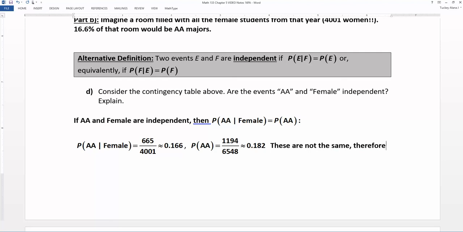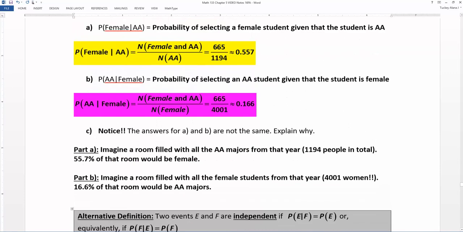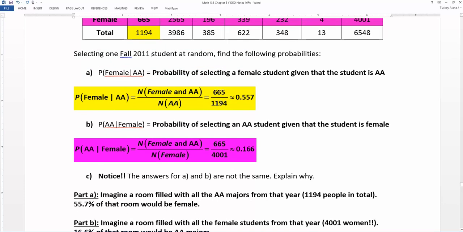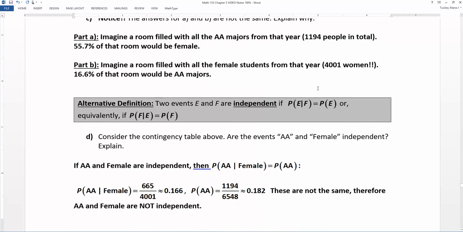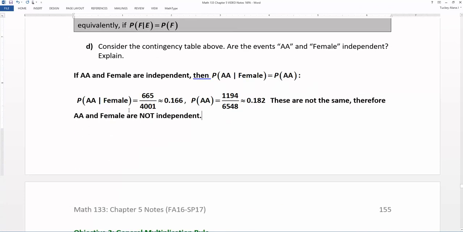Therefore, AA and female are not independent. If they were going to be independent, they would have to be the same. And again, there's nothing magical with choosing the pink one. I just chose the pink one. You could have done the same argument with the yellow one. 0.557 is not the same thing as the probability of female, which was 4,001 divided by 6548. So since they're not the same, that wouldn't have worked either.